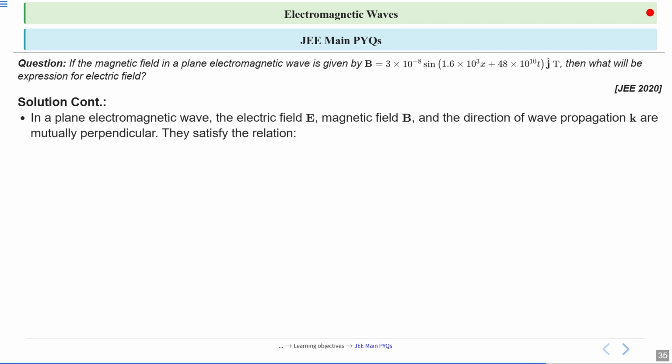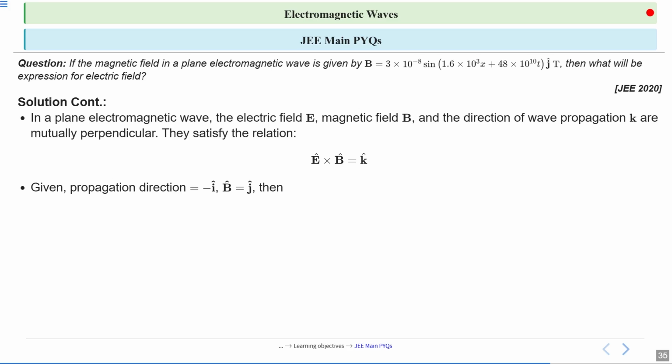In a plane electromagnetic wave, the electric field E, magnetic field B and the direction of propagation, that is propagation vector K, are mutually perpendicular. So they satisfy the relation E cap cross B cap will be equal to K cap. This K cap is not the unit vector along z direction. This is the propagation vector, the direction of propagation vector.